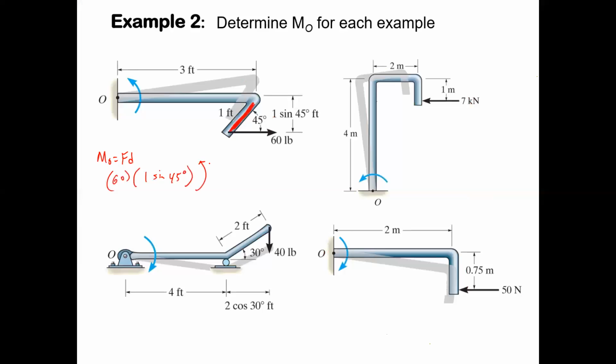The next one is going to be 7 times 4, 3. Yep, because that's 4 minus 1. That's the important distance, how far that force is from that point of rotation. And so it's 21 kilonewton meters. And it is also going that way, which we consider positive.